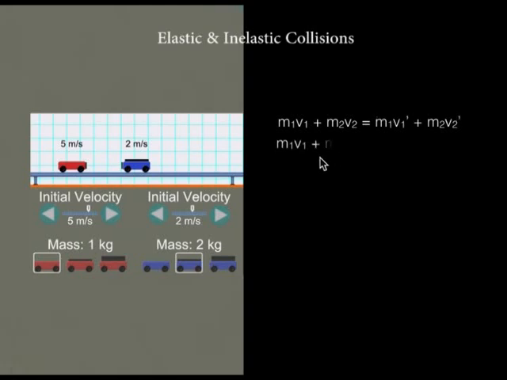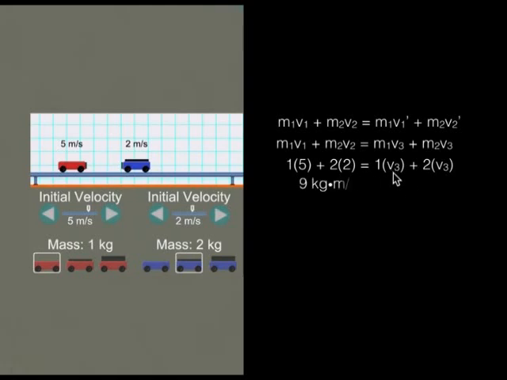You can see that in this case, the cars will be connected, and so the velocity of both of them after is going to be the same. And I wrote this as V3. This is our new shared velocity. I punch in my values: 1 kilogram car going at 5 meters per second and 2 kg car moving at 2 meters per second before collision. After, the masses don't change, and so I can solve for that V3. I can solve for a velocity of 3 meters per second.